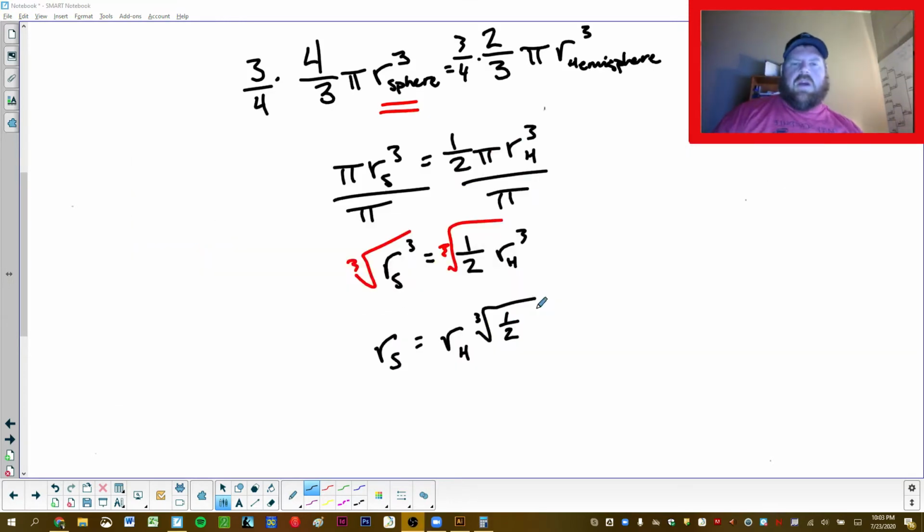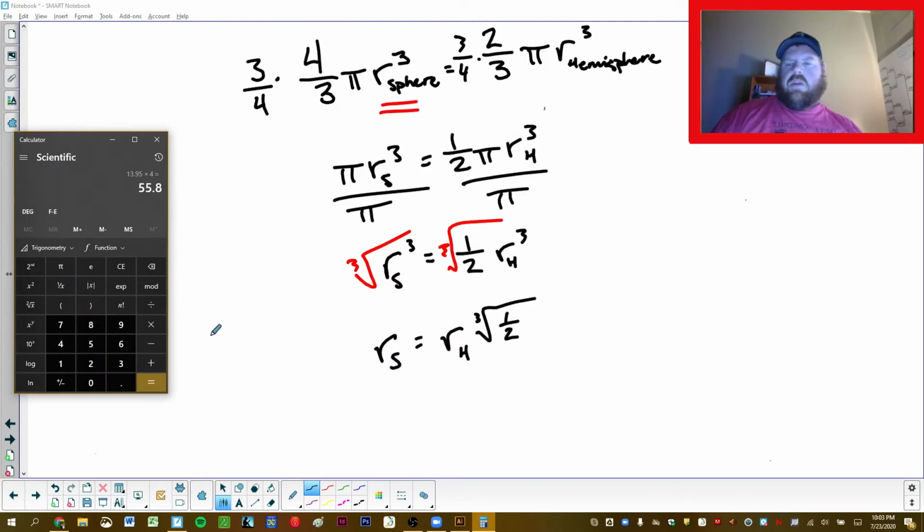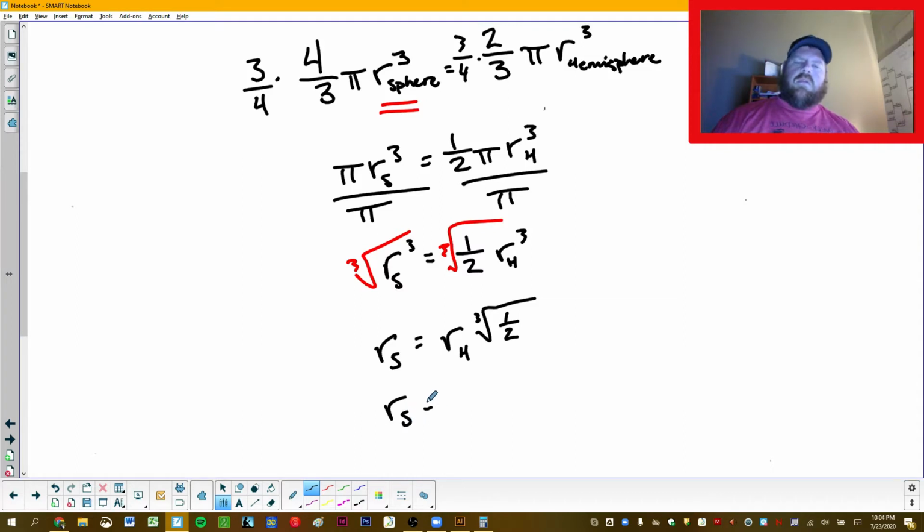It might be worthwhile to know what the cubed root of 1/2 is. So I think for cubed root, I need to go to second, right there. So 0.779, and we'll just go to 0.79. So that would be enough to tell you what the relationship between the two of them is. But what does that mean? Okay, that means that the radius of the sphere is, say, 75% of the radius of the hemisphere.